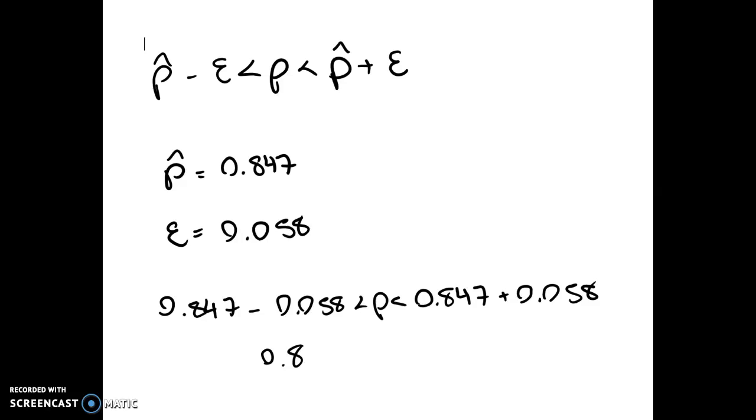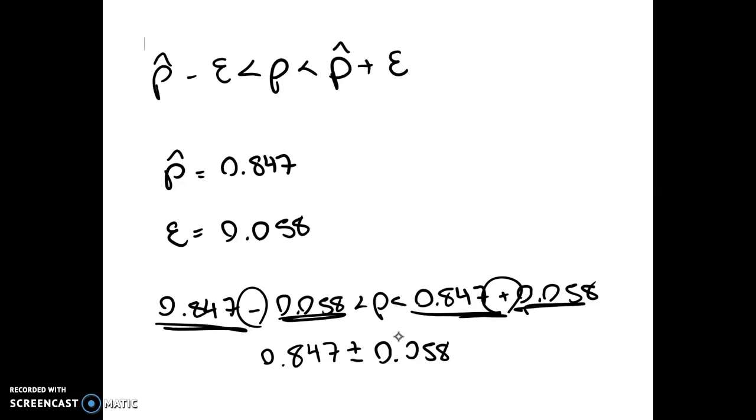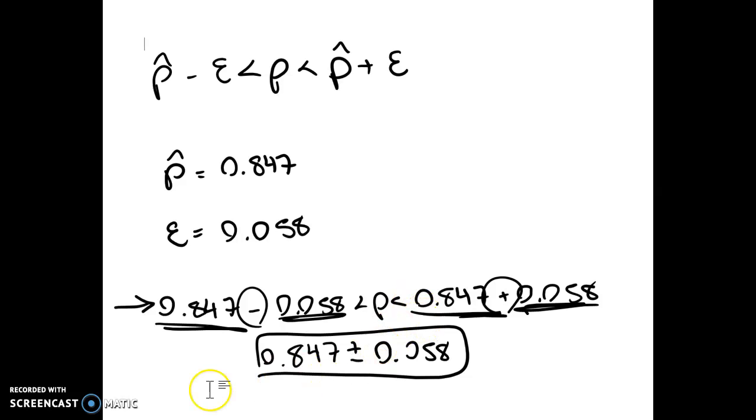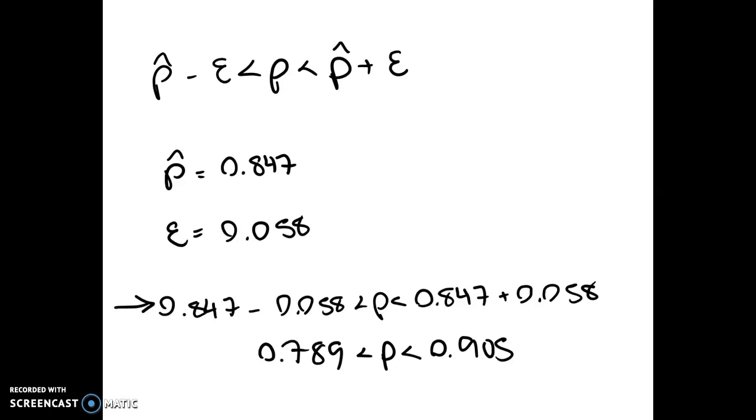So that will give us 0.847 plus or minus 0.058, and that's just taking this right here. Notice they're the same number, and you're subtracting and adding the same number. So this is just another way of writing this right here. It's just more condensed, so that's what you see in the answer choices. It's a number plus or minus another number. Now you could always write it like this right here, 0.789 less than p less than 0.905.